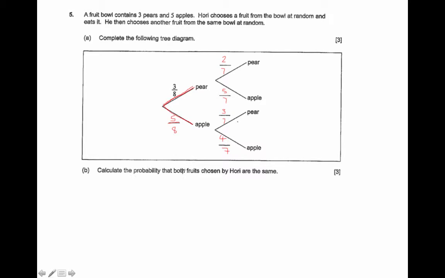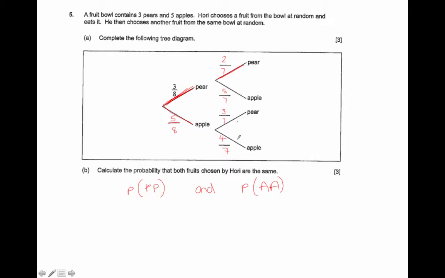And then it says calculate the probability that both fruits chosen are the same. So let's think about the different routes that would give us the same fruit. Well, we could get a pear and a pear. So probability pear, pear. And we could get probability of apple, apple. So we need to calculate these 2 probabilities.